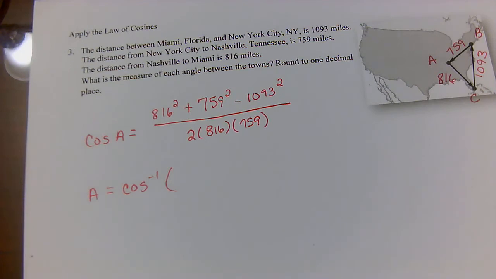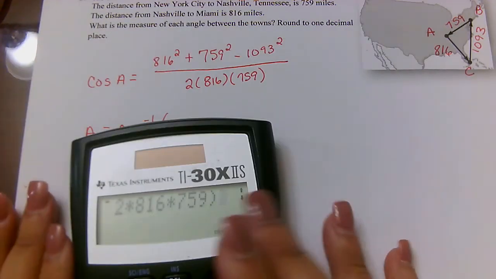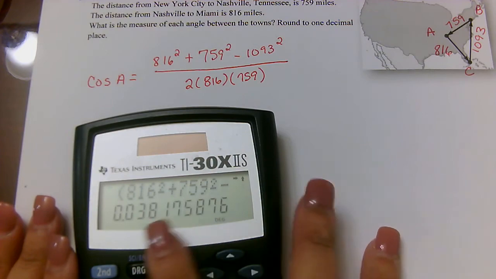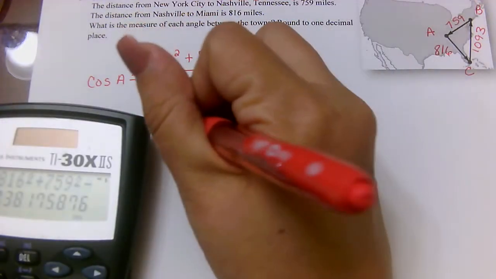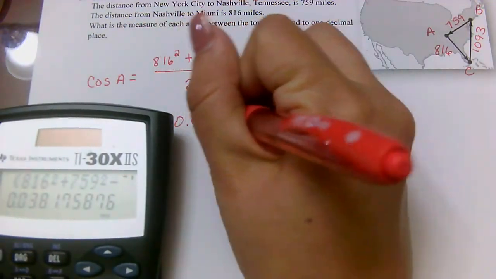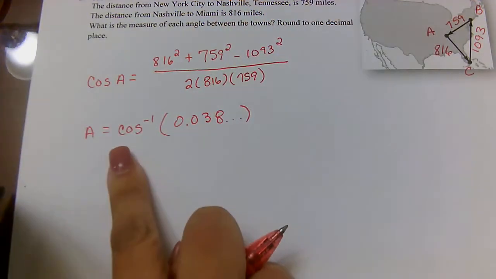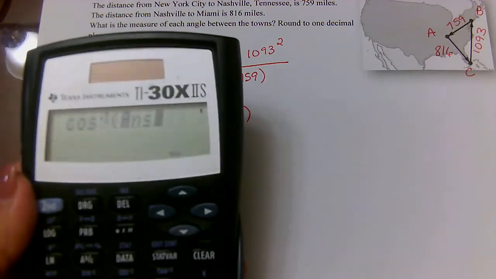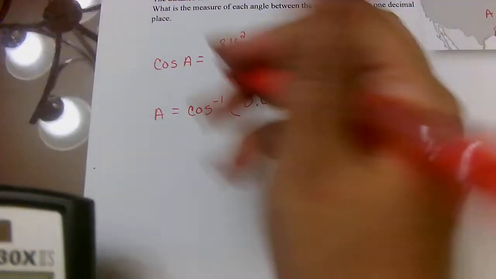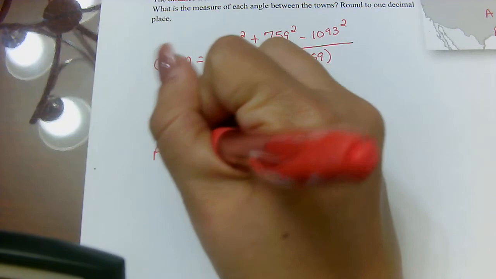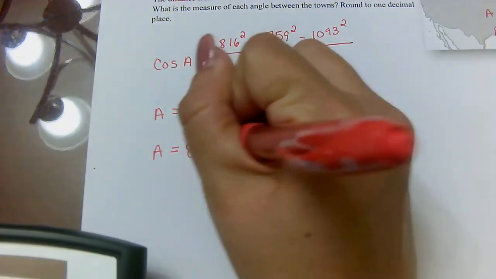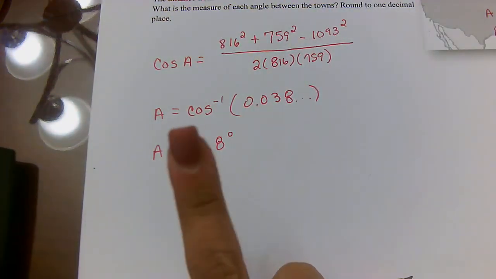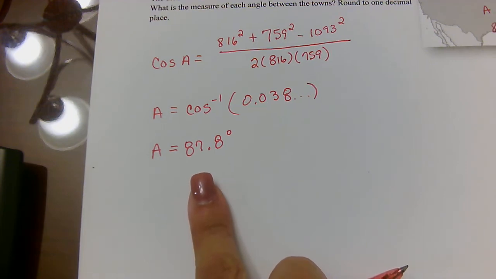Let's plug that in. Okay, I plugged it into the calculator and I get a ratio of 0.038. Okay, now I'm going to do the inverse cosine. So second cosine, second answer, and I'm going to get an angle of 87.8 degrees. Okay. Now that we have angle A, let's go ahead and use the law of sine to figure out angle B or angle C.